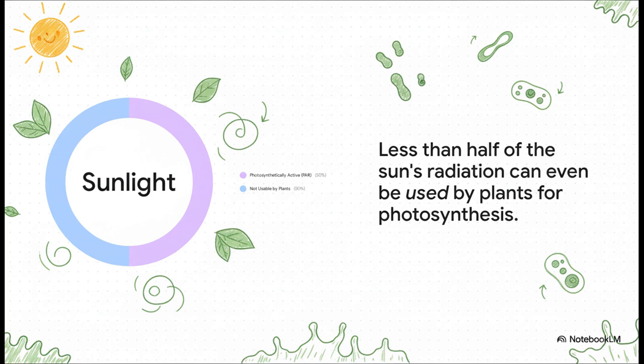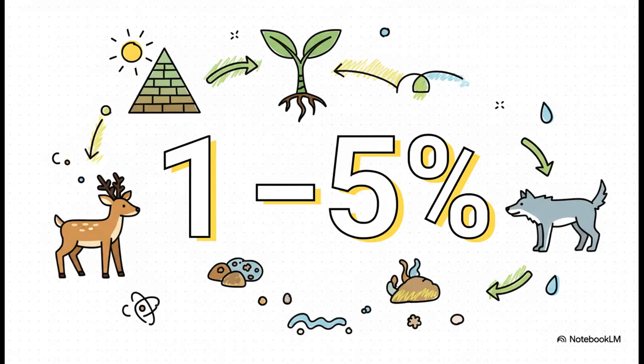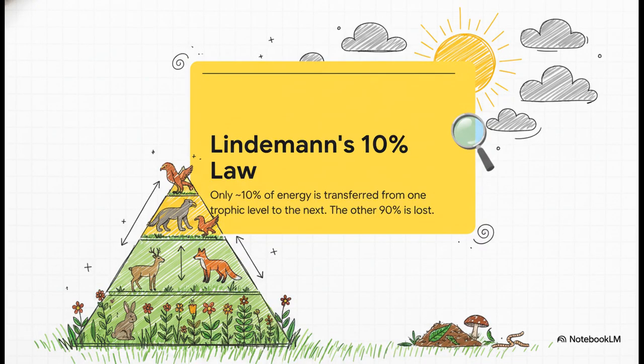Less than half of all the solar radiation that hits the Earth is even the right type of light for plants to use. We call that usable slice of the pie PAR, for photosynthetically active radiation. And it gets even less efficient from there. Of all that usable light that actually reaches a plant, it only manages to capture and turn about 1 to 5% of it into chemical energy. That's it. That tiny, tiny sliver is what powers almost every living thing on this planet. It's incredible. And the inefficiency just keeps going right up the food chain.